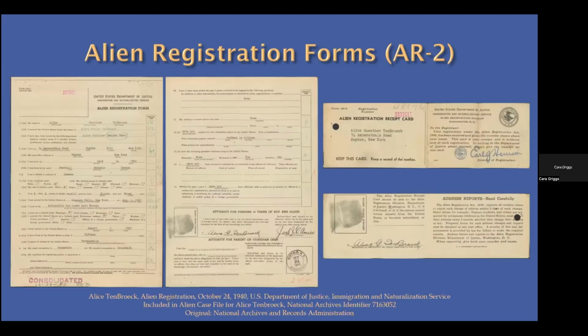These alien registration records were to be created for all non-citizens, so they may exist for individuals who arrived long before 1940, but had not been naturalized. They remain in the custody of U.S. Citizenship and Immigration Services, or may be found in A files that were transferred to the National Archives. And we'll discuss A files in a moment. This is the registration of Alice Tenbrock, as well as the card she received to verify her registration.